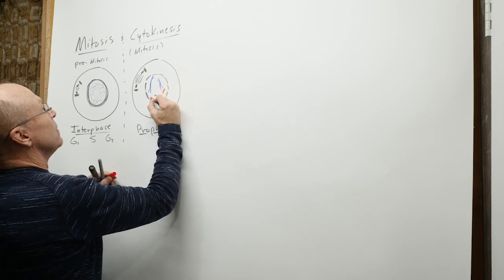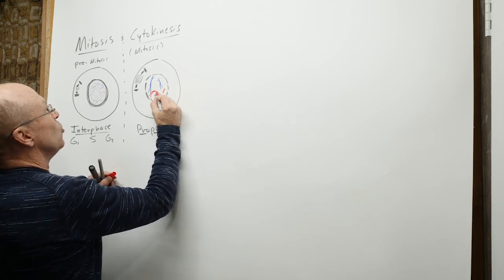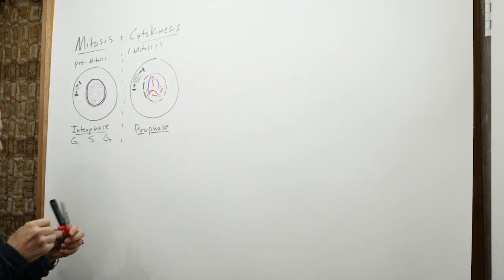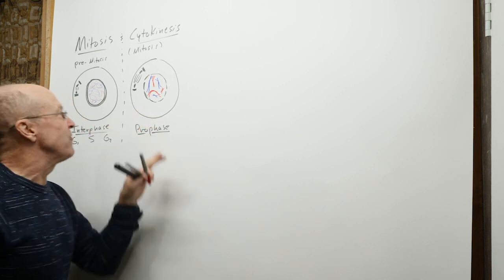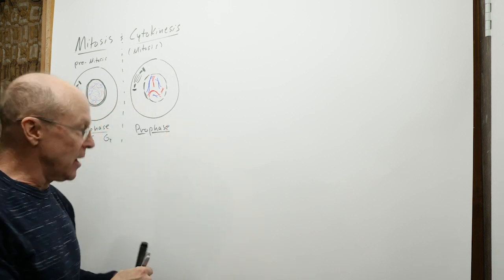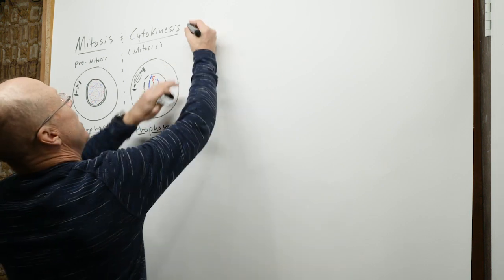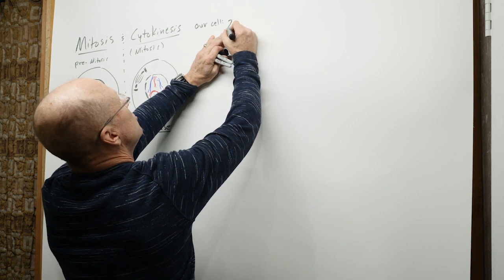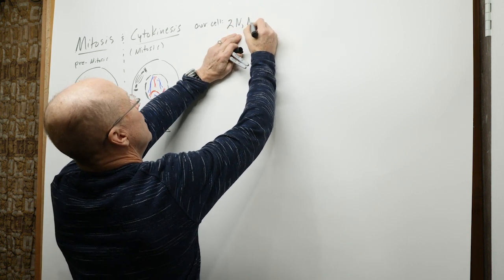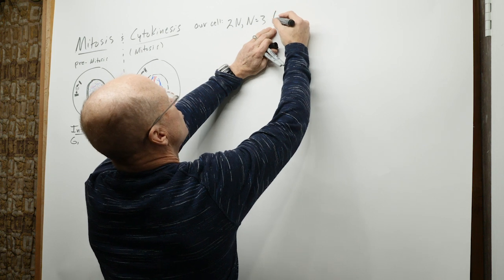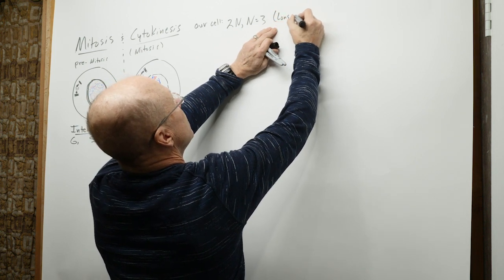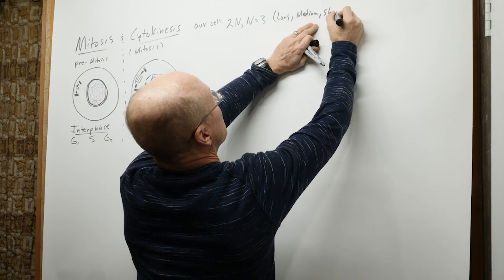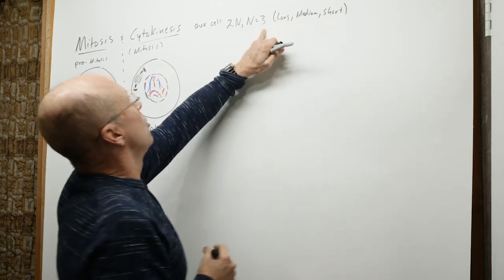So here is a beautiful long one. You can put these wherever you want. Now, at this point, we need to get some information. Why have I drawn things the way that I've drawn them? Well, in our example, our cell is 2n, a diploid cell, therefore n equals 3, and our chromosomes will be long, medium, and short. So we have long, medium, and short chromosomes.